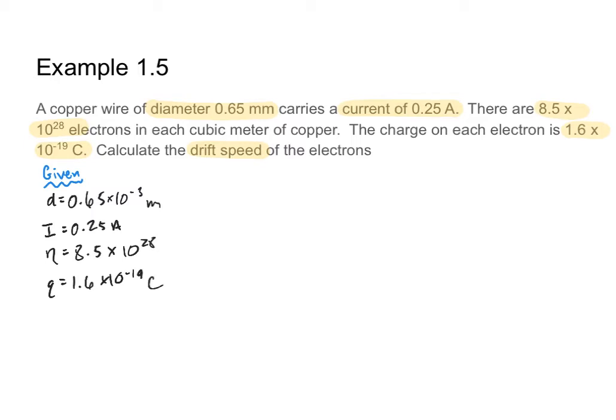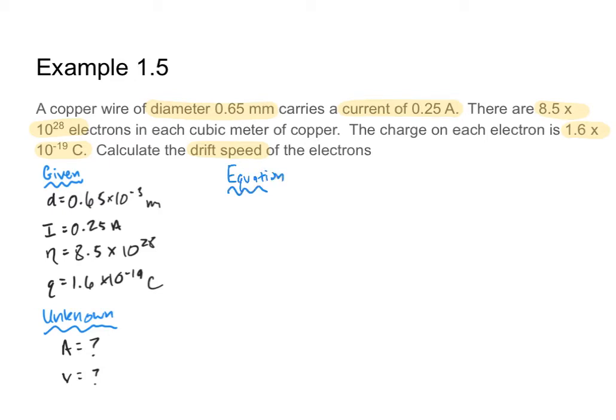So our unknowns then are the cross-sectional area of the wire, which we can find using the diameter, and the drift speed of the electrons. So let's go ahead and write out our equations.